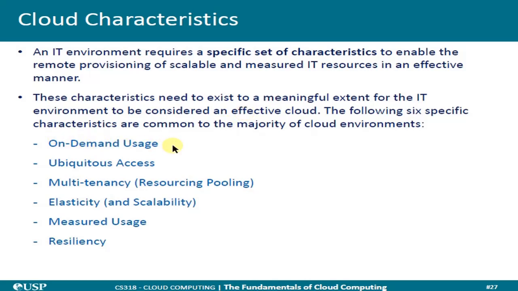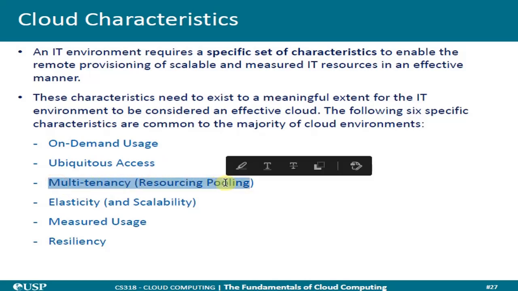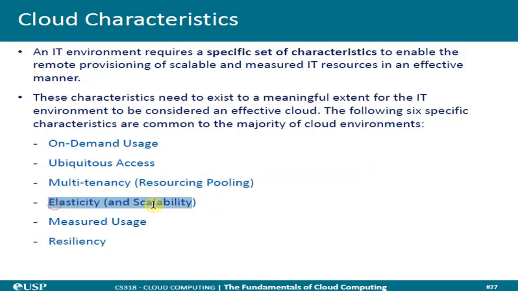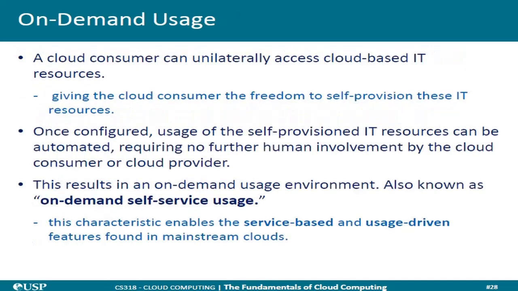So these characteristics include on-demand usage. So when the users need more, the cloud environment should be able to provide more, and if they need less, they should easily be able to just use less, right? So that's one characteristic. Then you have ubiquitous access, meaning users should be able to access it from anywhere. Multi-tenancy or resource pooling, and also elasticity or scalability, and measured usage and resiliency. And so these are some characteristics. Let's take a closer look at these.